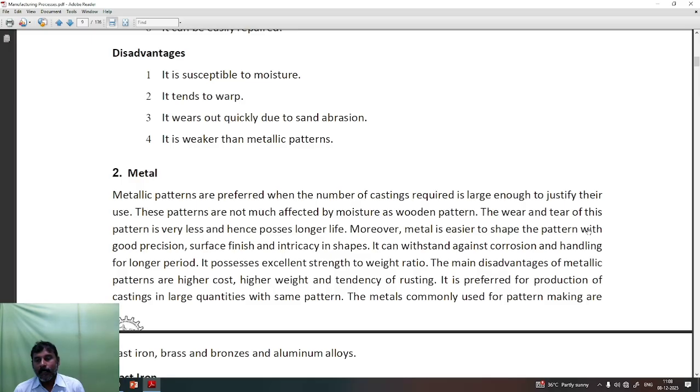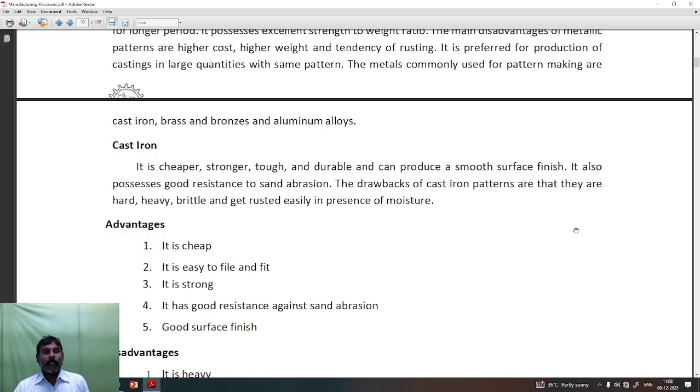Moreover, metal makes it easier to shape the pattern with good precision, giving good surface finish and shape. It can withstand corrosion and handling for a longer period. Cast iron patterns are stronger, tough and durable, and can produce a smooth surface finish. They also possess good resistance to sand abrasion.